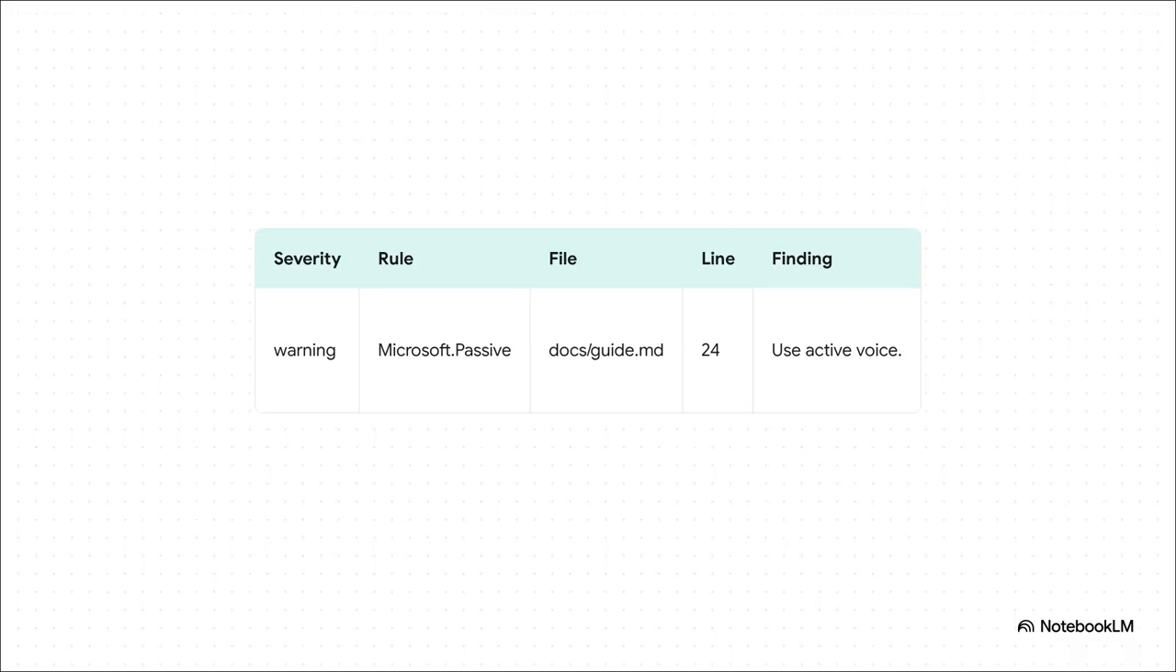And this is a brilliant illustration of what Vale actually adds to your workflow. Instead of a human having to meticulously scan for passive voice, Vale just automatically drops a persistent report directly into the pull request conversation. You get a status, yellow for warnings here, and it points to the exact file and line number. On line 24, it flags a violation of the Microsoft.passive rule and tells the writer to use active voice. It's immediate, it's objective, and it's incredibly efficient.